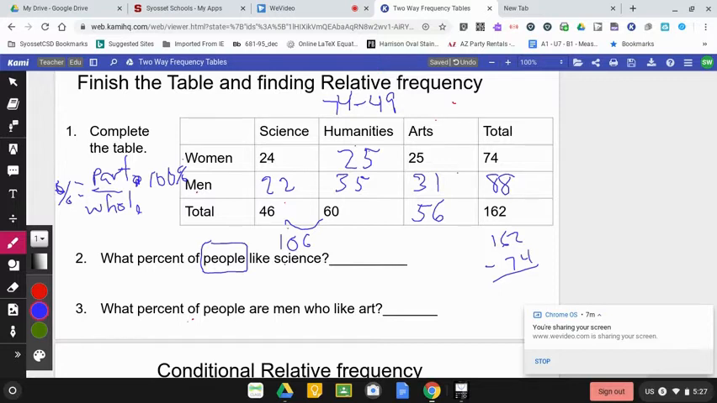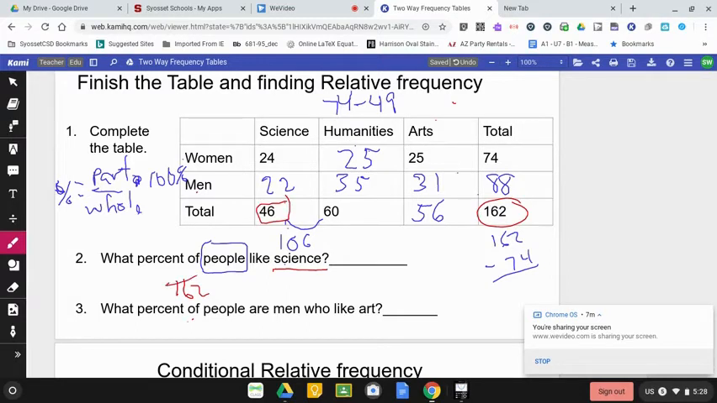So if you look at the number of people, well, we can see the number of people here is 162. That's what it's out of. So 162 would be your denominator. And then we just find the part, those who like science. There are 46 who like science, so 46 would be my numerator. If I multiply that by 100% and round it to the nearest tenth, I get 28.4%. You'll be asked this question in a multiple choice, so you'll simply pick the closest answer to 28.4%.